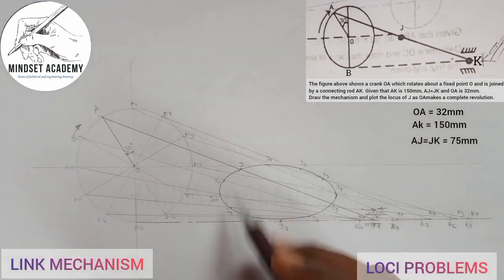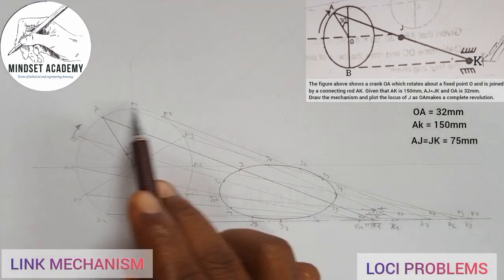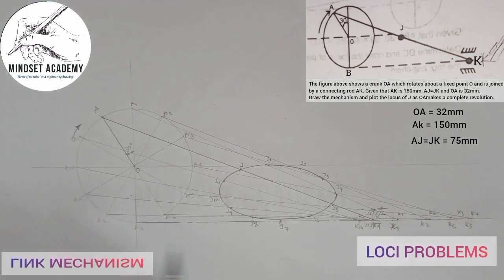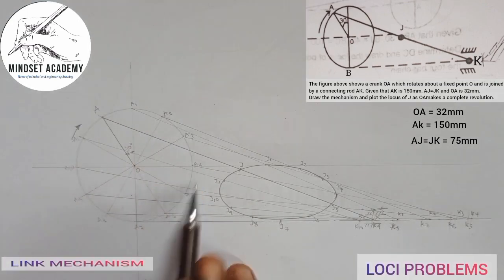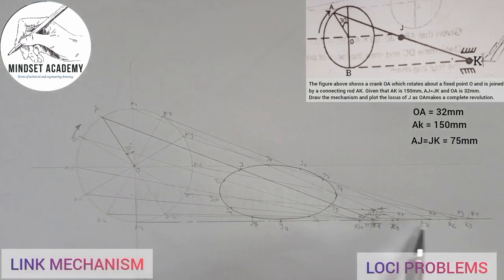So this is the locus of the point J, right? And this is a crank here. So this is what is formed when this crank rotates clockwise and the connecting rod moves along this axis to and fro, right?